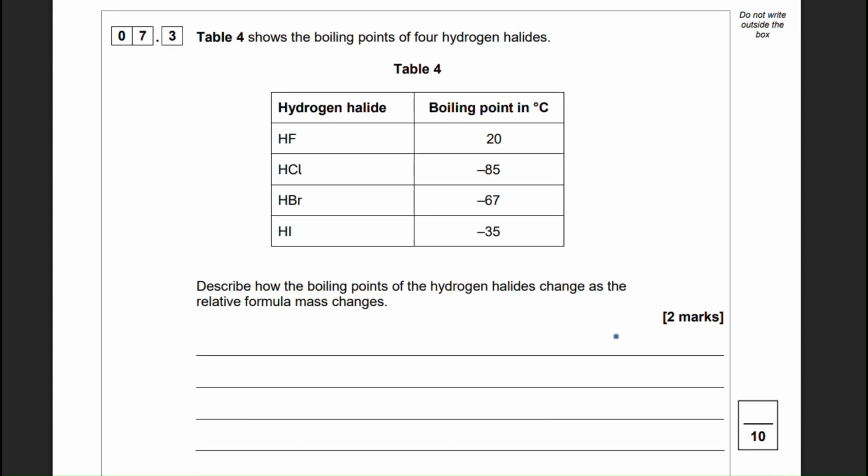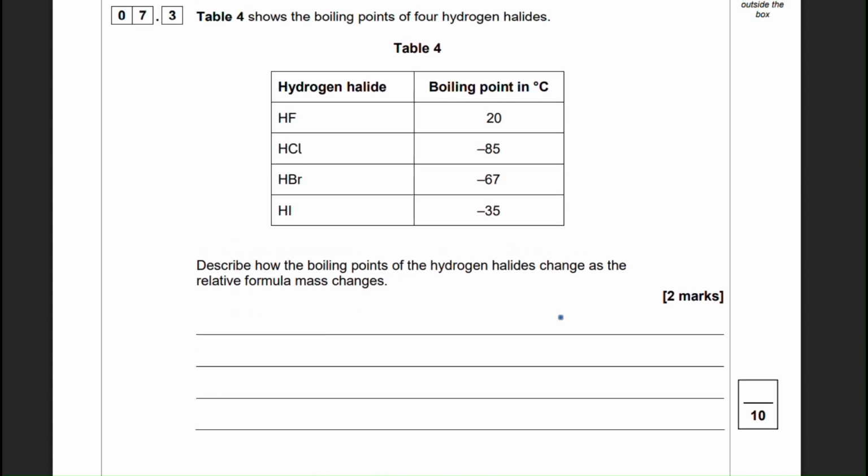Moving on to the next part. Part 7.3, you're given the boiling points of 4 hydrogen halides, and it says describe how the boiling points of the hydrogen halides change as the relative formula mass changes. Most students got 1 mark out of 2 on this. The easy mark is here. If you look at the trend, you're looking for a pattern. As you go down the group, the boiling point increases. That would be your first mark.